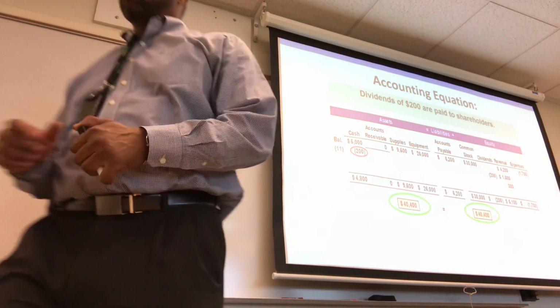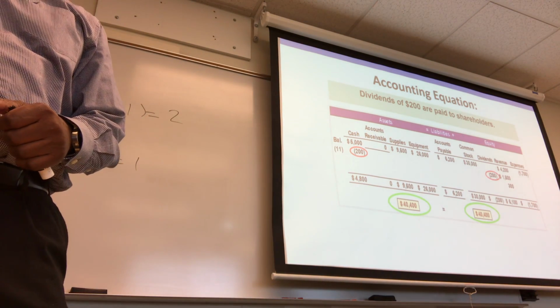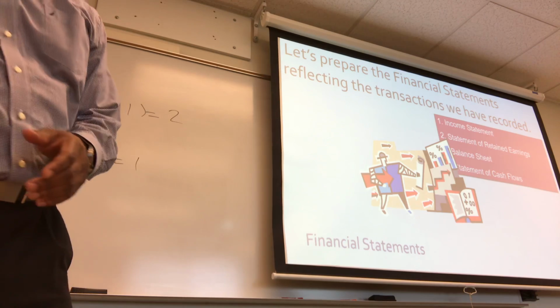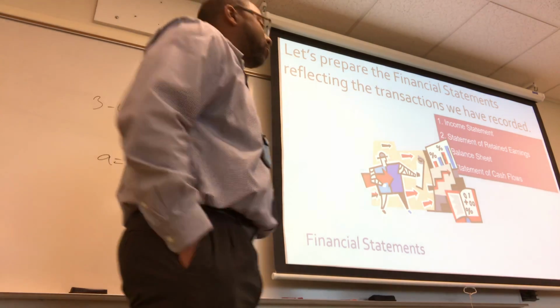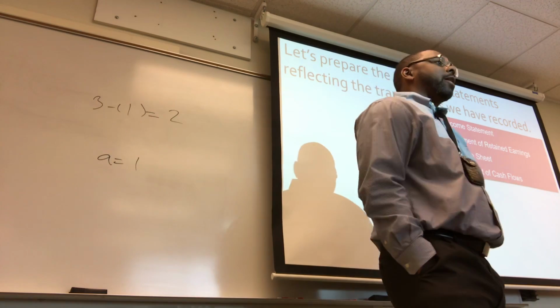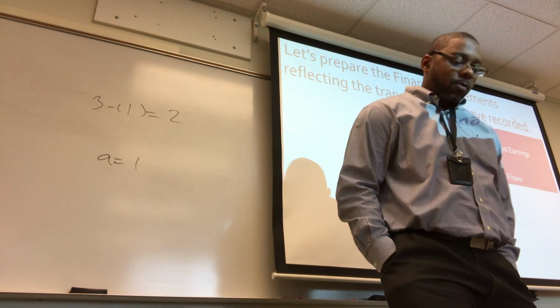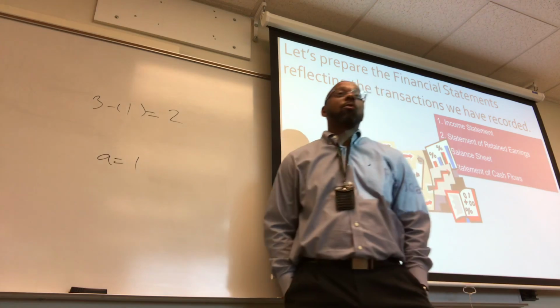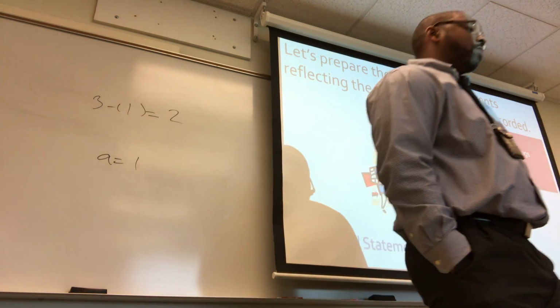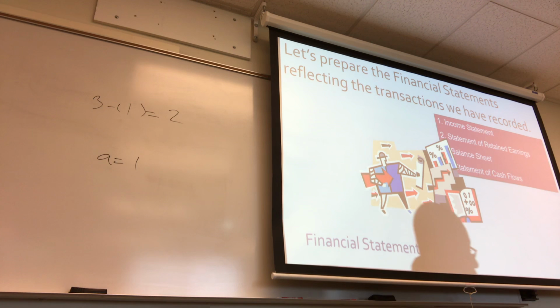Last but not least, let me show you the financial statements. I'm going to show you the financial statements, and then there's one ratio you'll need to have. The four financial statements that we're going to create in this course are the income statement, the statement of retained earnings, the balance sheet, and the statement of cash flows.